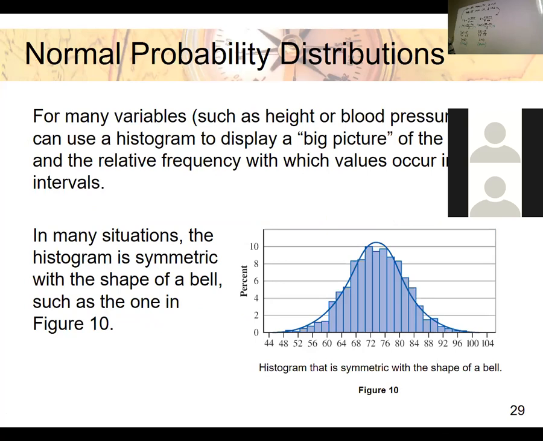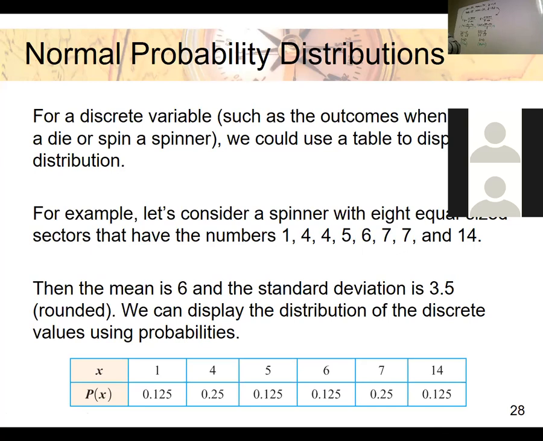Next is, what was that? Wait a minute. Okay, let's go back. That 3.5, that's just the standard deviation. These are just the probabilities for getting each one of these individual numbers here. Like for the 1, they only got one out of 8 equal size sectors. So that's 1 divided by 8, which is 0.125. All right, any other questions?